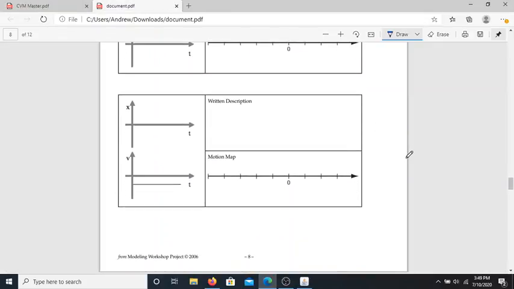All right, so the next group of four. This time, it's given us a velocity time graph, and what it wants us to do is draw a position time graph, a written description, and a motion map for this object. Now, if we look at it, this time we can see the velocity is not 0 anymore. It has some velocity. And we'll also notice that it's not on the positive side, but on the negative side.